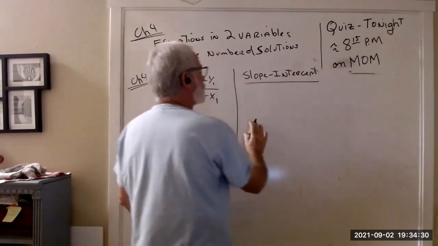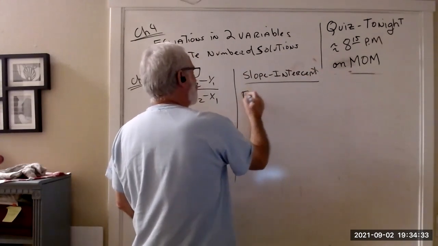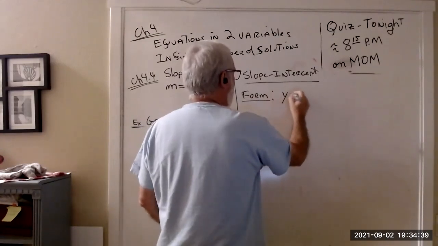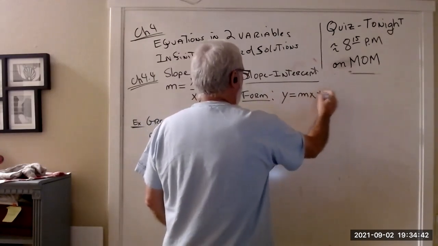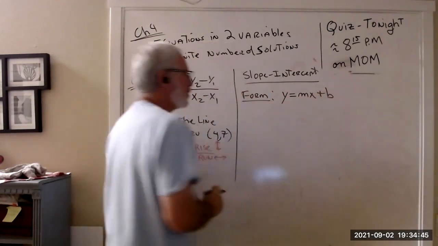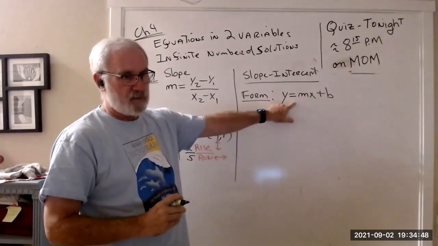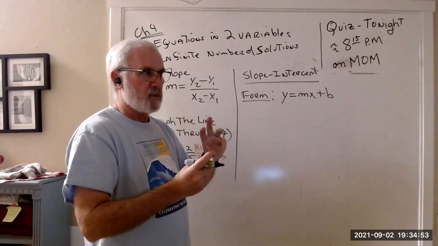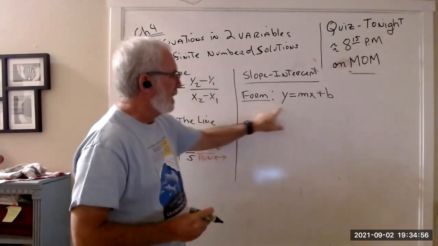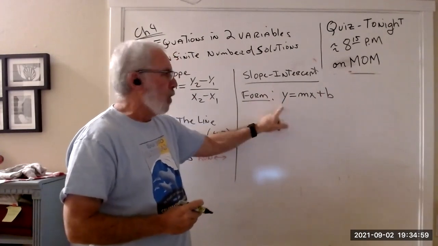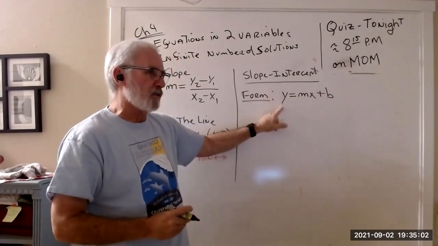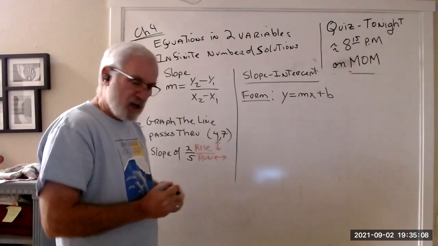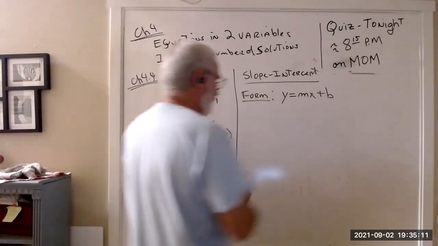And slope intercept means you change your equation, and I'm going to give you an example, to look like this. Y equals mx plus b. This is called slope intercept form. When you manipulate your equation, somehow using your algebra skills, to make it look like this. Key idea, y is totally by itself. Totally by itself. When you do this, you've manipulated the problem. It's in slope intercept form.